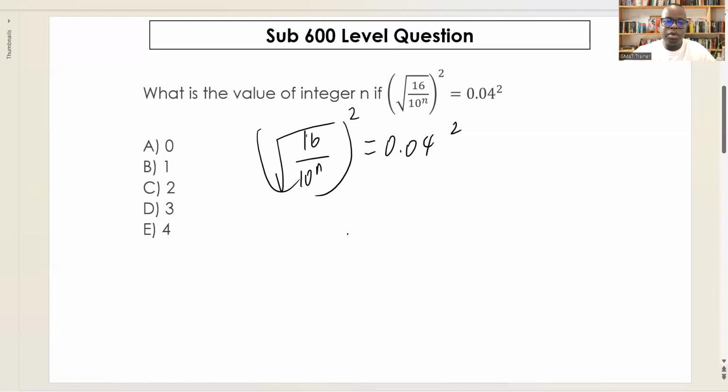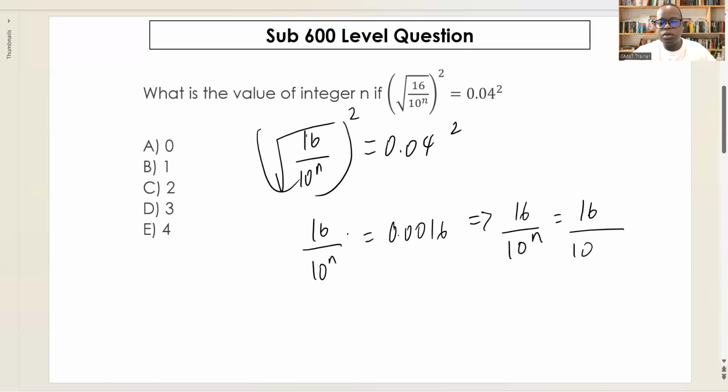So it will be prudent to have them in the same format as we solve them. If we square this, the square root goes away, and we have 16 over 10 raised to power n. If you square 0.04, you'll have 0.0016, with 4 decimal places. To make it similar, we'll go the fraction route. So 16 over 10 raised to power n is equal to 16 over 10,000.